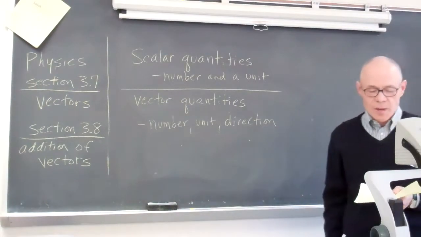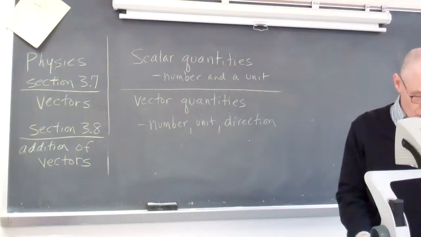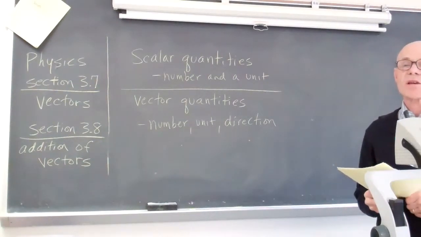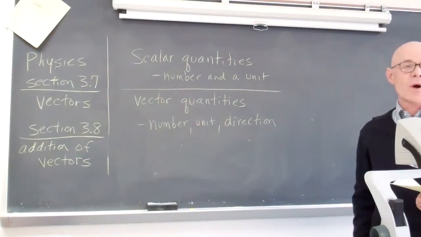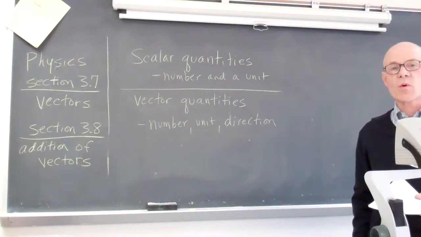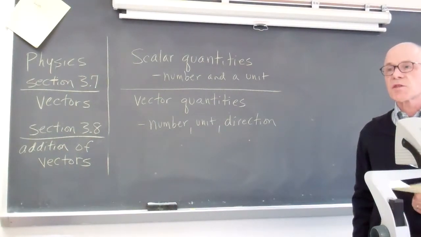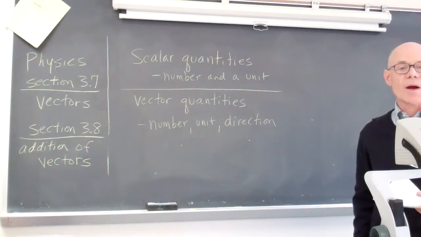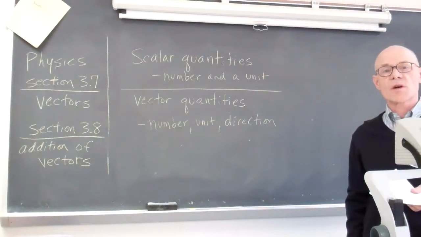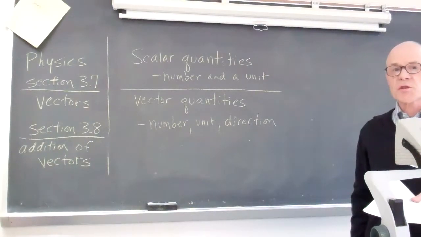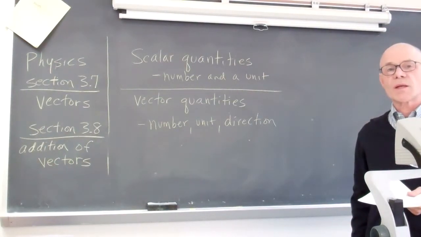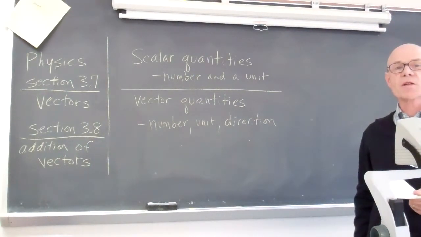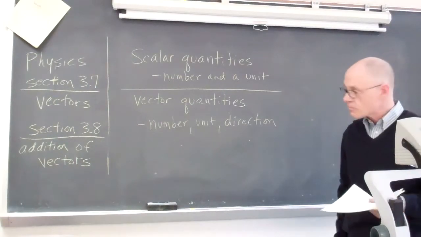So what would be some examples of vectors? A common everyday example would be, let's say you're listening to the radio or watching TV and there's a weather report and the meteorologist says that the wind is 20 miles per hour out of the northwest. So the meteorologist is reporting a number, 20, units, miles per hour, and a direction, out of the northwest.